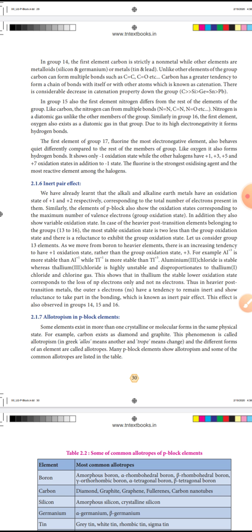Next, let us learn allotropism in p block elements. Some elements exist in more than one crystalline or molecular form in the same physical state. For example, carbon exists as diamond and graphite. We know allotropism means different forms of an element, like carbon as diamond and graphite. This phenomenon is called allotropism. Allos means another, tropos means change. Different forms of an element are called allotropes. Allotropism of p block elements.